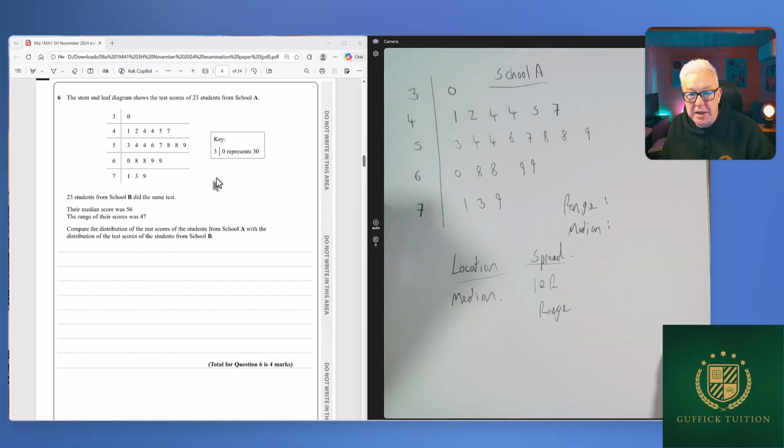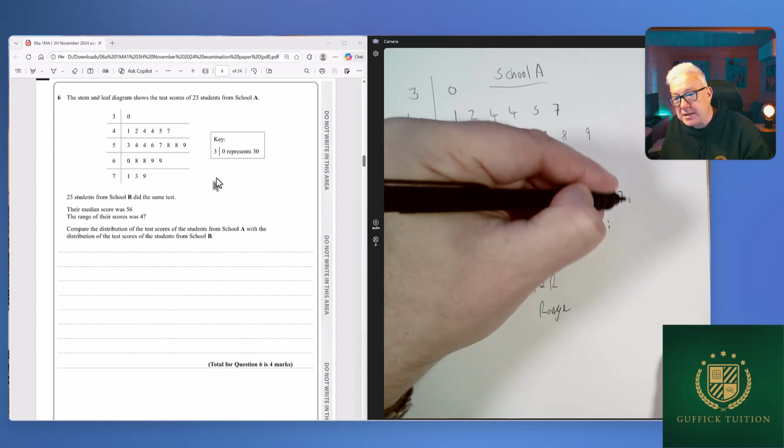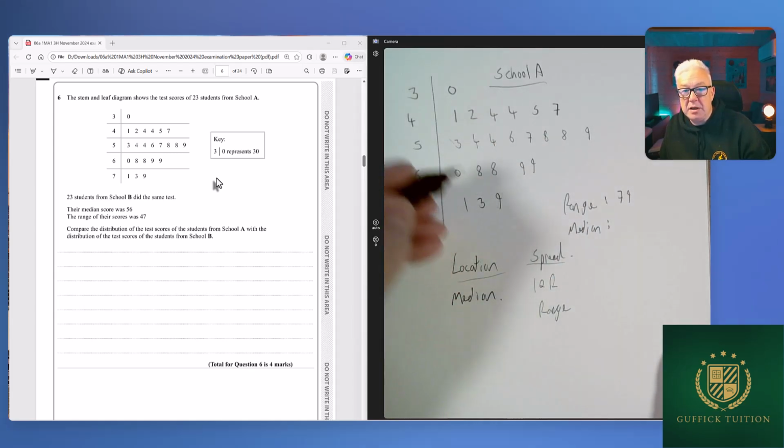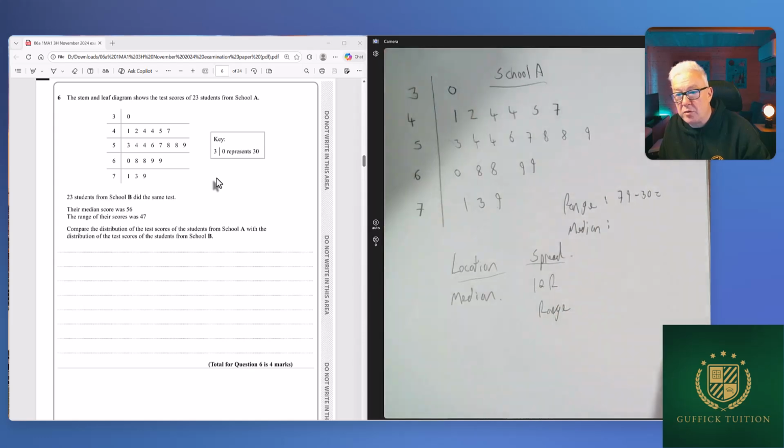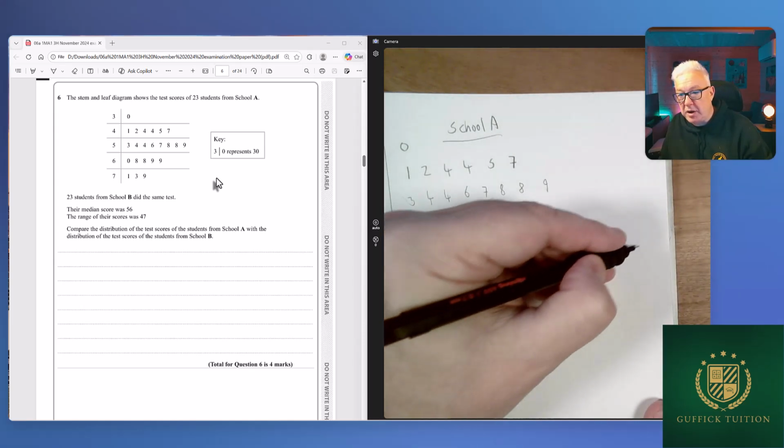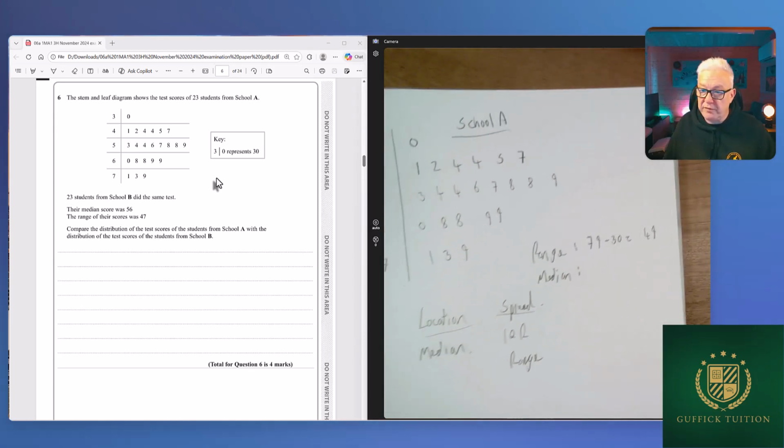Now the range is biggest take away the smallest, which in this case is 79 take away 30. So our range is going to be 49. So we have a range of 49 for school A.